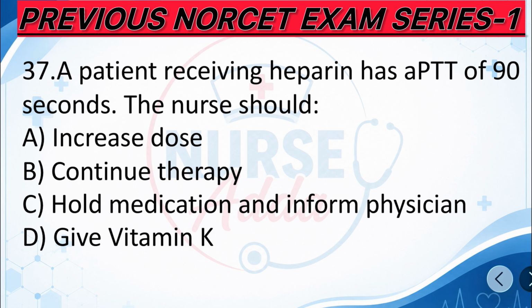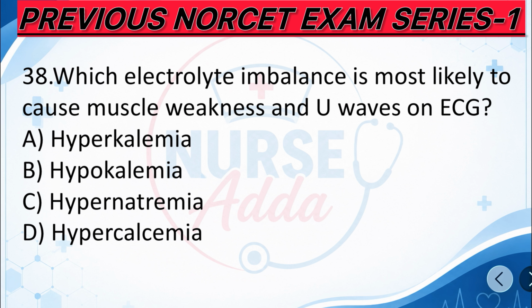Moving to the next question, a patient receiving heparin has APTT of 90 seconds. The nurse should increase the dose, continue the therapy, hold medication and inform physician, or give vitamin K. The right answer is option C, hold medication and inform physician.